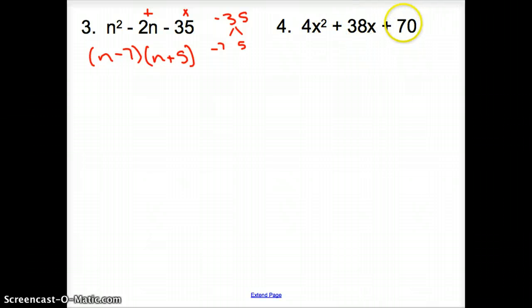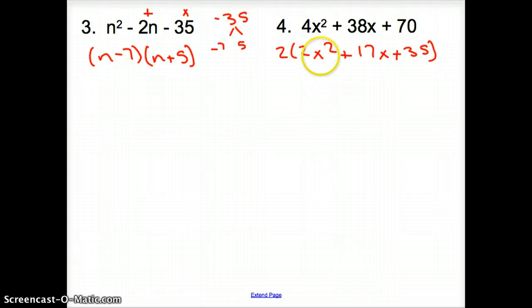Number 4, again, 3 terms. Can we take anything out? Yes, you can. They're all even, so I'm going to take out a 2. Therefore, I'm going to be left with, inside the parentheses, 2x squared plus 17x plus 35. Now, we're going to go ahead and factor this. Now, with this 2 in front of your x squared, what we have to do is take the 2 times the last guy, which is 35, to get 70. Now we want factors of 70 that add up to 17. Well, that's going to be 7 and 10. Always check first multiplication: 7 and 10 multiply to 70, add up to 17.